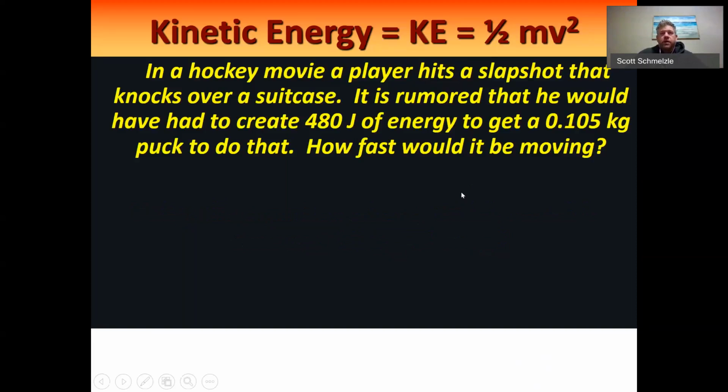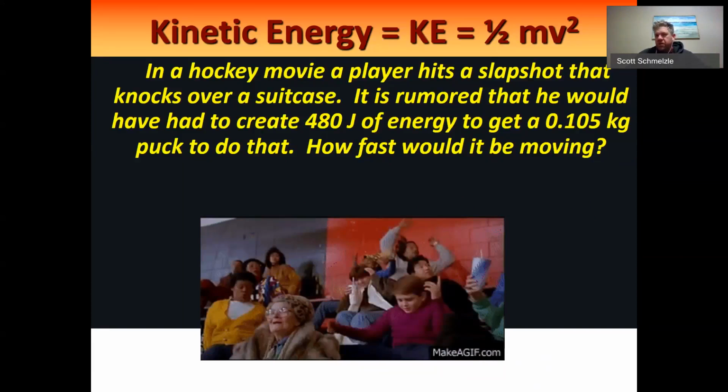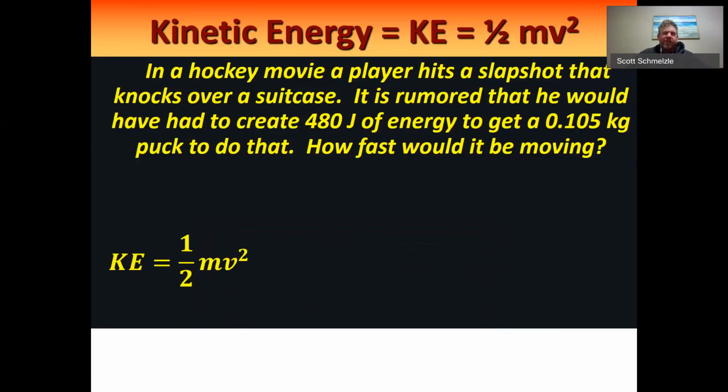In a hockey movie, a player hits a slap shot that knocks over a suitcase. It is rumored that he would have to create 480 joules to get a 0.105 kilogram puck. To do that, how fast would the puck be moving? Again, you may or may not have seen this movie. Anyway, we're going to use 1/2 mv squared.